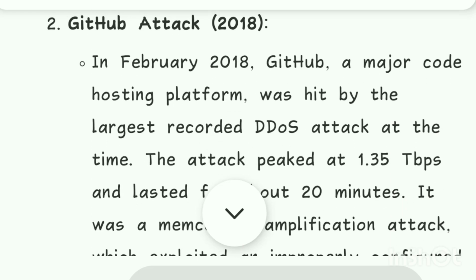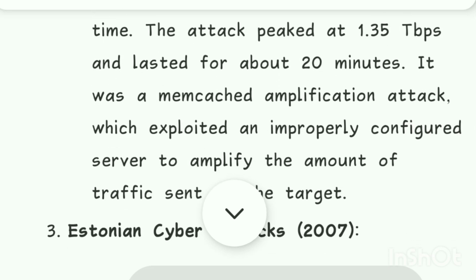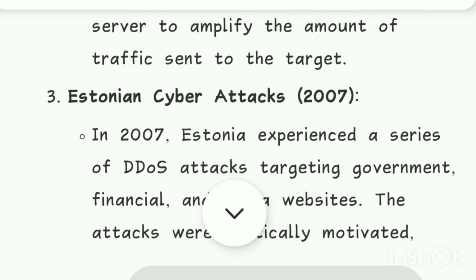2. GitHub attack 2018. In February 2018, GitHub, a major code hosting platform, was hit by the largest recorded DDoS attack at the time. The attack peaked at 1.35 Tbps and lasted for about 20 minutes. It was a memcached amplification attack, which exploited an improperly configured server to amplify the amount of traffic sent to the target.